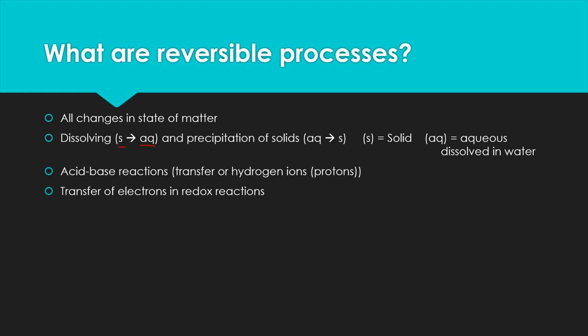So the transfer of electrons in a regular redox reaction is a reversible process. Actually, a really good example of a redox reaction, also called oxidation reduction, is basically a battery. If you think about the battery in your phone, you use it and that's going through one chemical process, and then you charge it and it reverses that process, so then you can use it again. So that's an example of a reversible process.